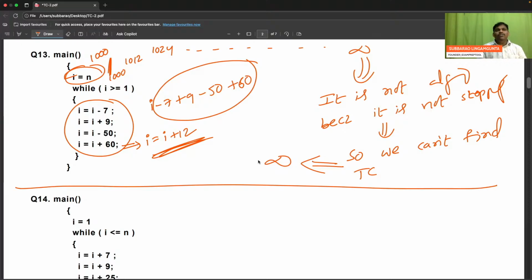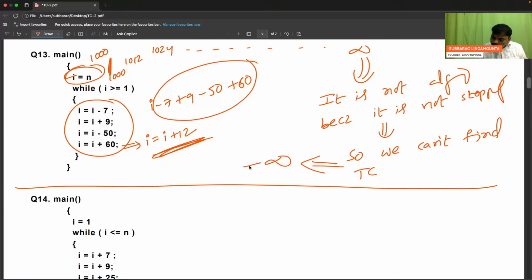Already you started with a big number, and you keep on incrementing. Assume n is 1000. Is 1000 greater than or equal to 1? Yes. Next round, 1012 greater than or equal to 1? Yes. 1024 greater than or equal to 1? Yes. 1036 greater than or equal to 1? Continue. Infinite time. So the time complexity of this program is undefined.